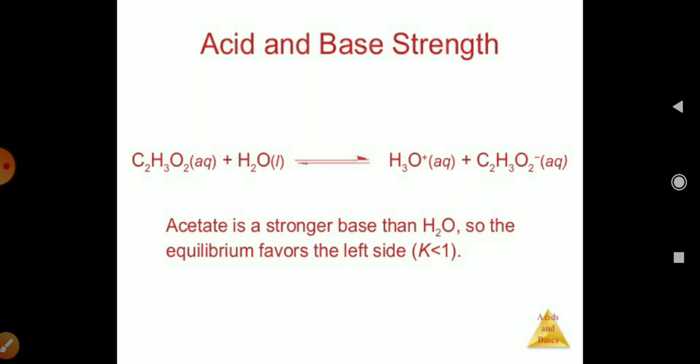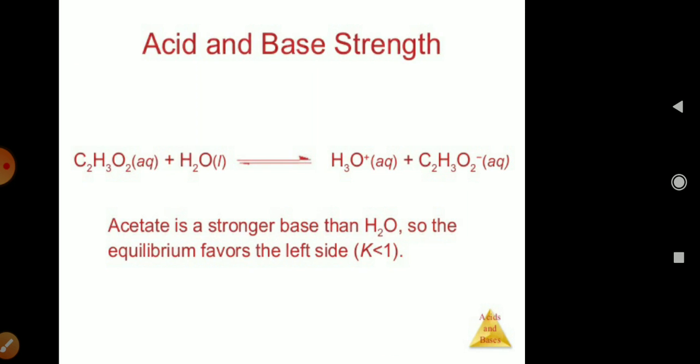Now in this reaction, the acetic acid, C2H3O2H in aqueous, and H2O liquid will give H3O plus aqueous and C2H3O2 negative aqueous. Now the acetate is a stronger base than H2O, so the equilibrium favors the left side because K is smaller than 1.